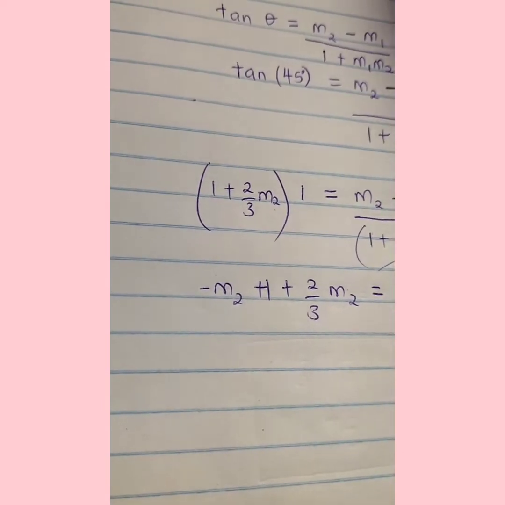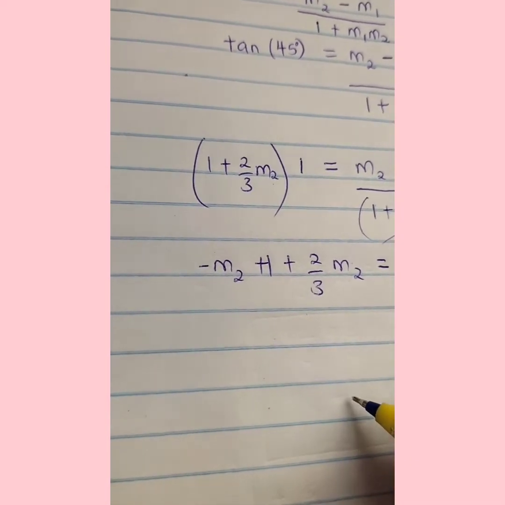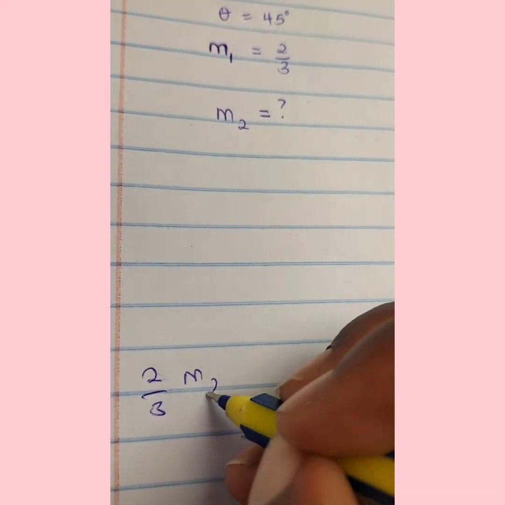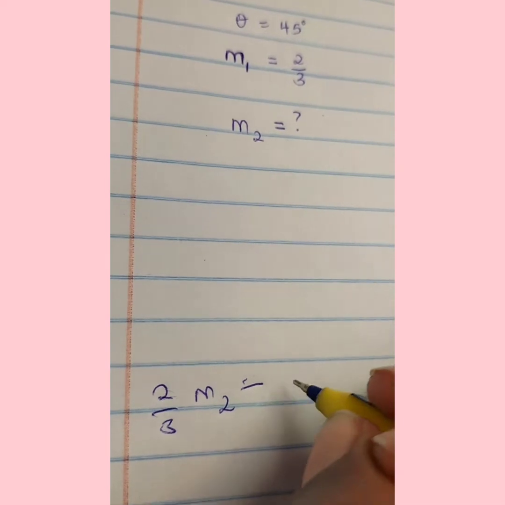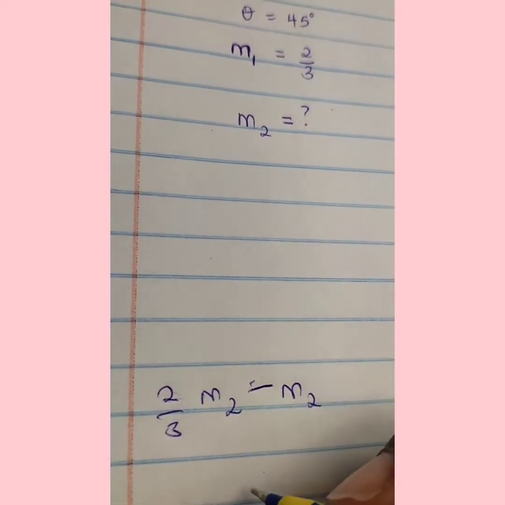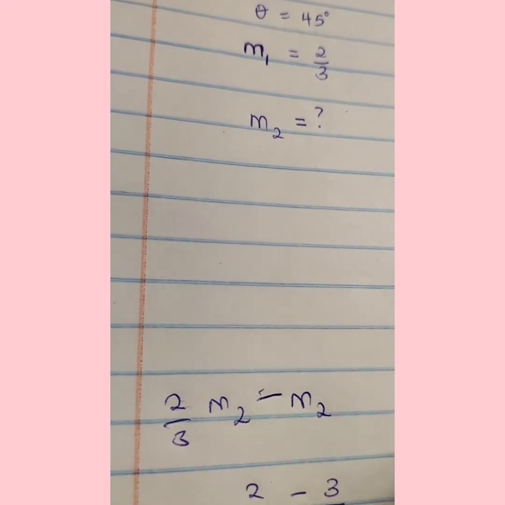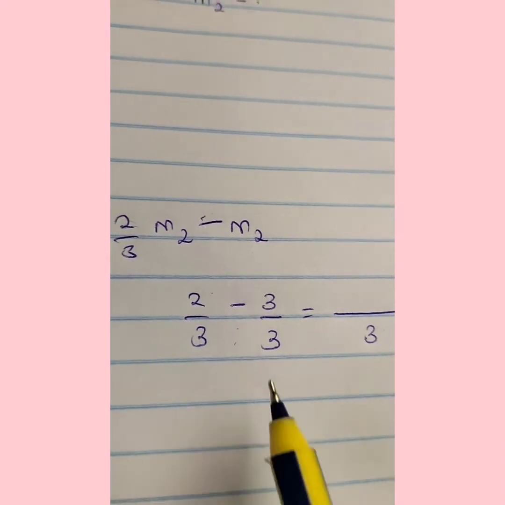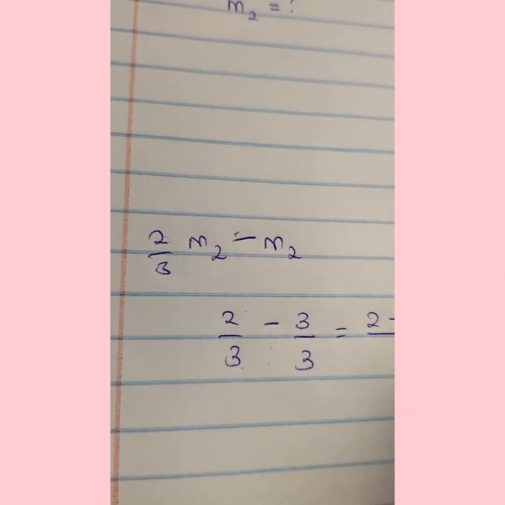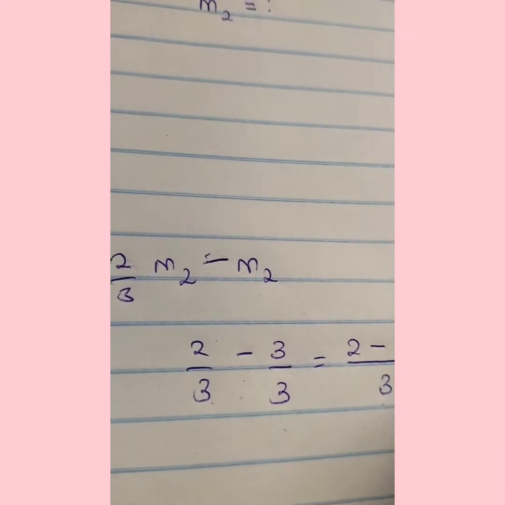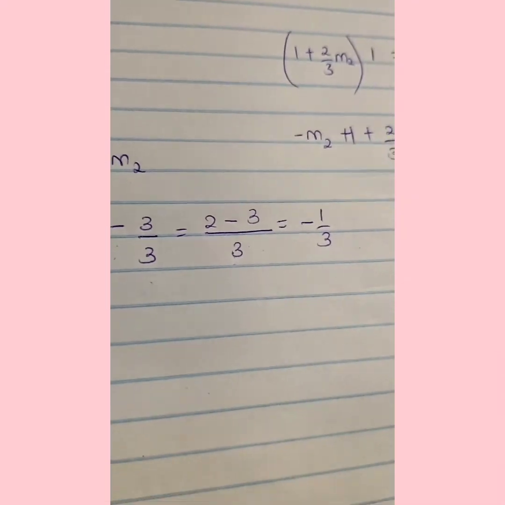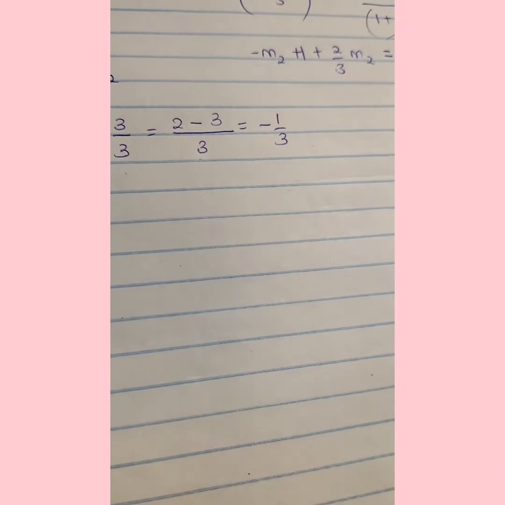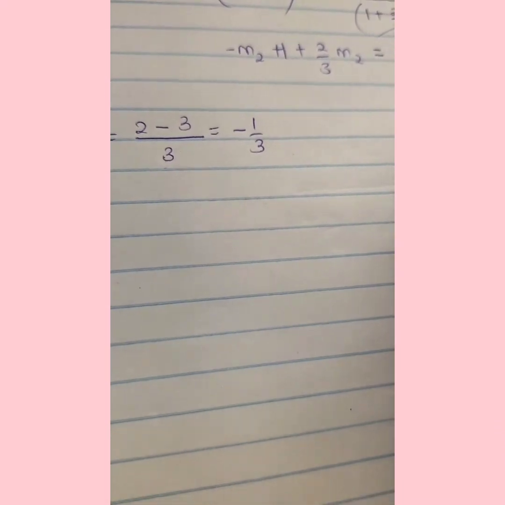Let me do it here for those who can't do it. Yeah, let me do it this side. It's like 2 over 3 m2 minus m2 is like 2 over 3 minus 3 over 3. Yeah, we all good up to there. So numerator is 3, 2, 1. So you get negative 1 over 3. That's how you subtract. Yeah, it's that simple. So 2 over 3 m2 minus m2, you get negative 1 divided by 3 m2.